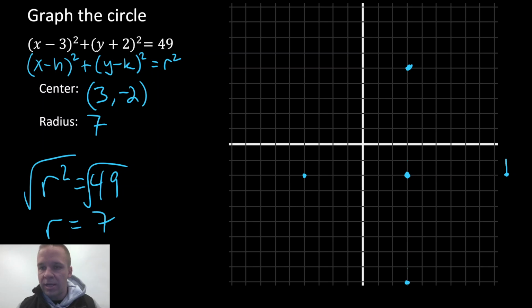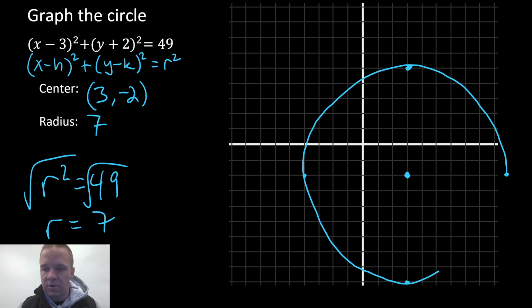All right, so now I can just go ahead and try to connect these best I can in the shape of a circle-ish. It's not too bad, not too bad. There we go. Got my center, got my radius out in 4 different directions, 7 for this particular one. Ready to rock and roll.